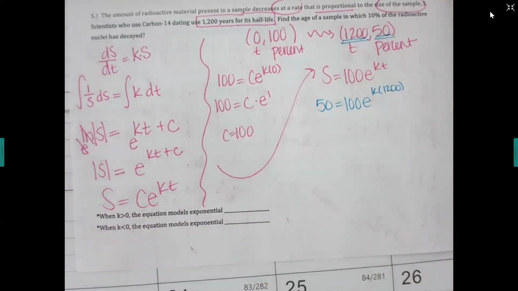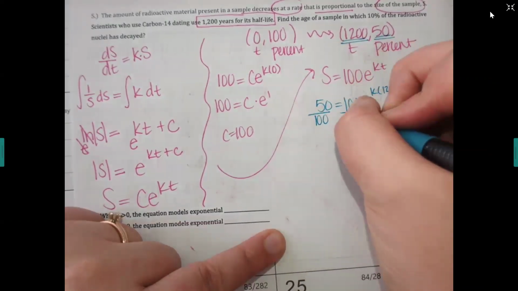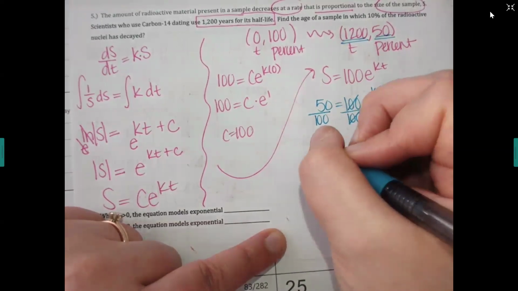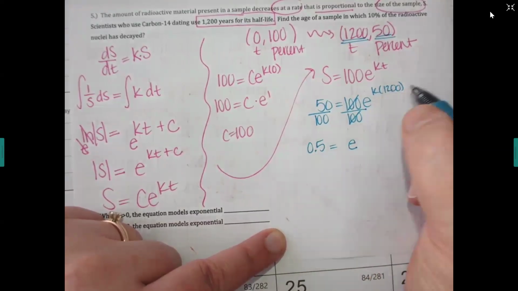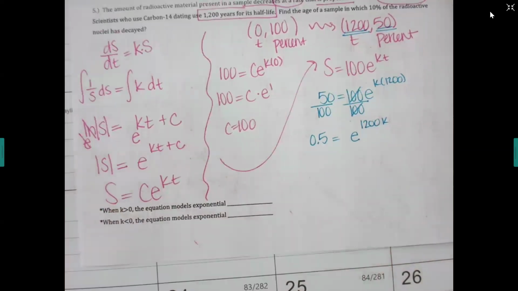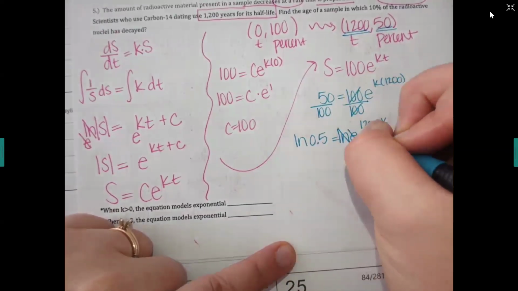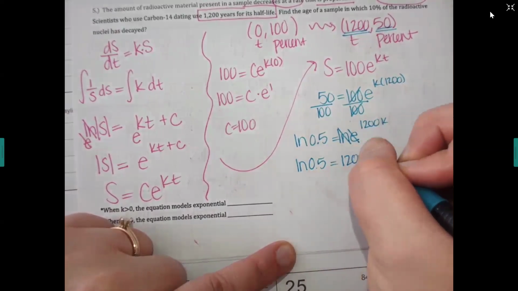And then we should know how to solve this because the steps are basically the same as the one we just did. How do I knock out the 100 from the front? Divide it. In your calculator, what is 50 divided by 100? Okay, I'm going to put 0.5, but a half is the same. Then I have e to the power of k times 1200, which is 1200k. What would my next step be? ln. So I have the ln of 0.5 equals 1200k.